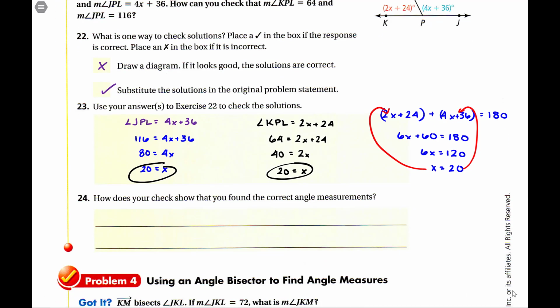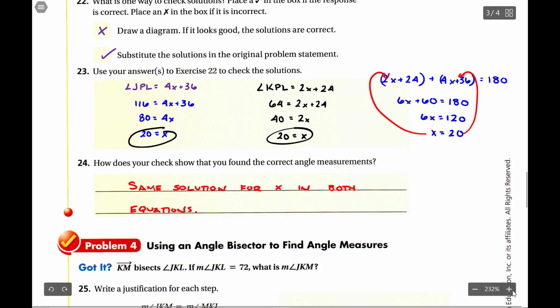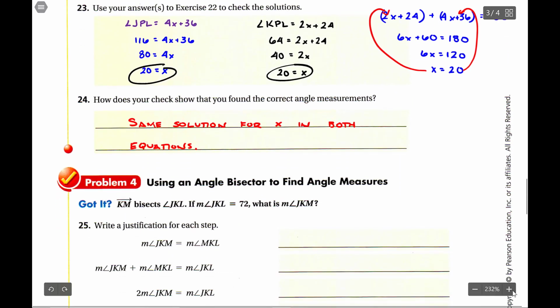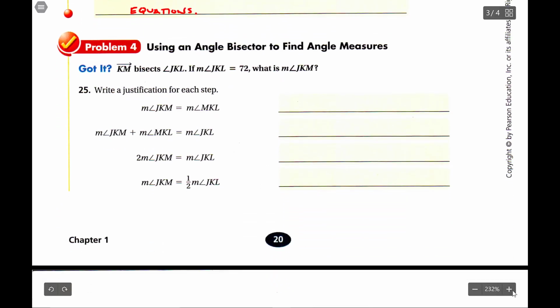Number 24, how does your check show that you found the correct angle measurements? We found the same solution in both equations, and that was what we did in the yellow box there. So same solution for x. Or if you chose to do the other route, you could just say you solve for x, substitute it back into each angle, and verify that their angle measures were correct. So again, there are multiple ways we can go about solving some of these.